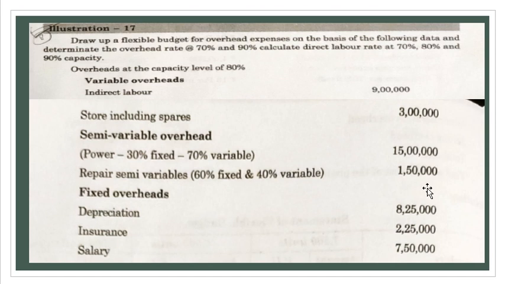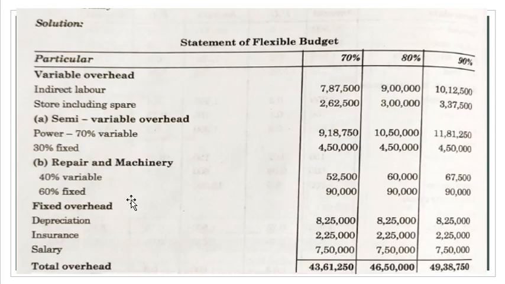The next expense as per the question is repairs, semi-variable. The total amount for repairs is 1,50,000. In this 1,50,000, 60% is fixed and 40% is variable. So 1,50,000 into 40%, which will give us 60,000. So we have written under the 80% capacity column 60,000. The remaining 60% of 1,50,000 is 90,000, which is fixed expenses. So 90,000 will be the same for all the capacity.